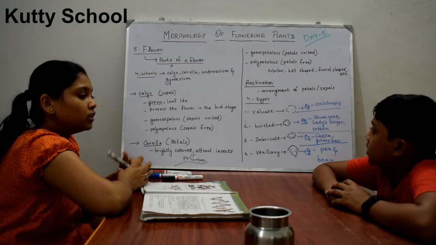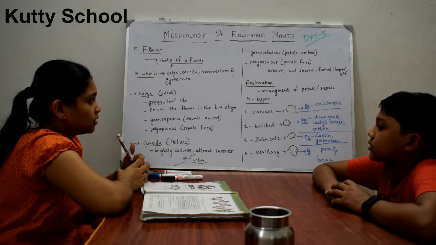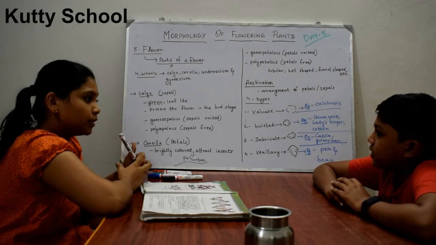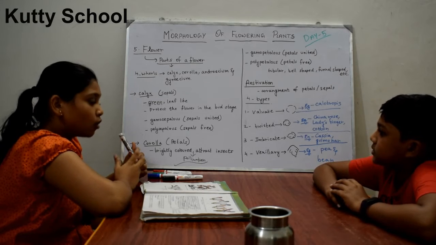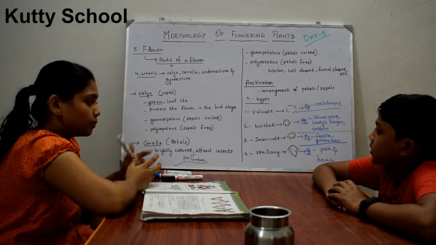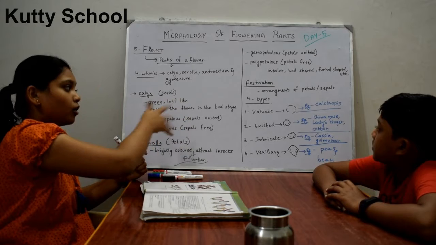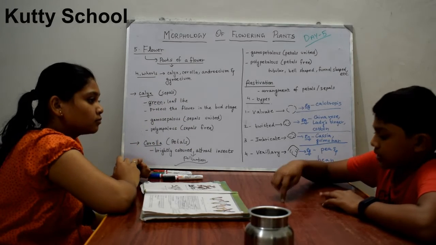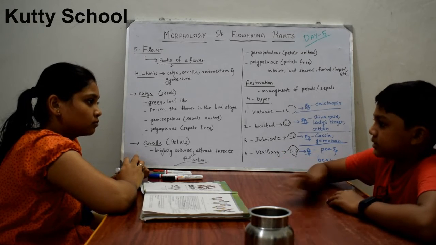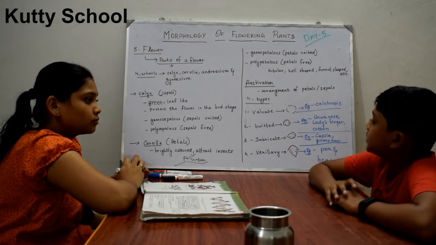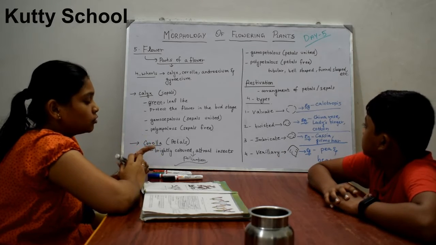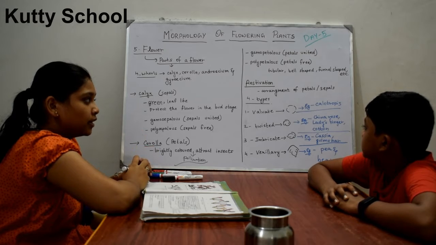Now we are going to see aestivation. Aestivation is the arrangement of petals or sepals. This can be for both petals and sepals. By arrangement, I mean how they are arranged. There are four types of arrangement of petals. The first one is valvate aestivation.